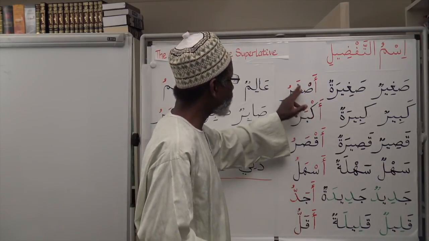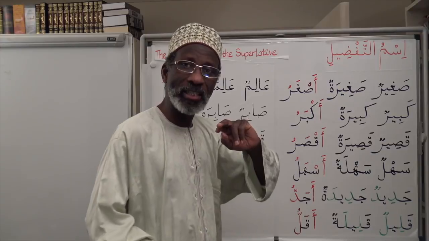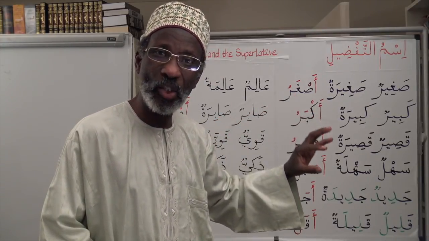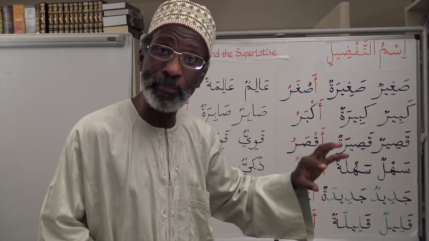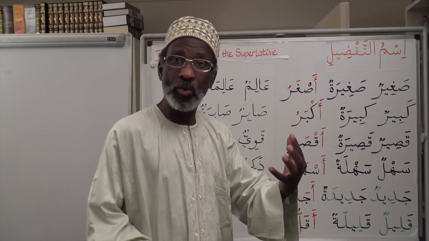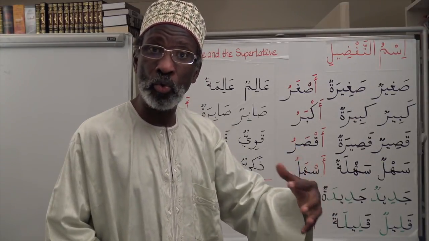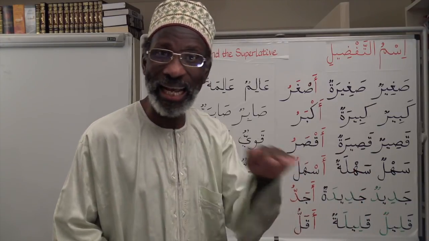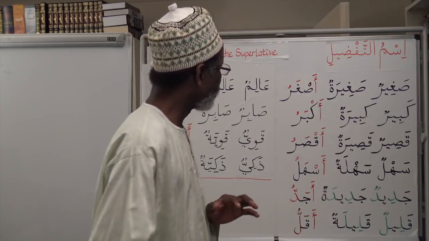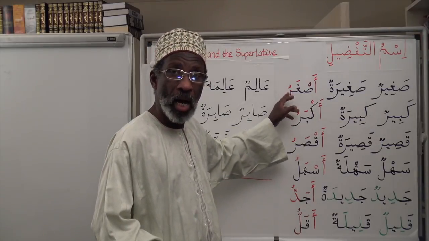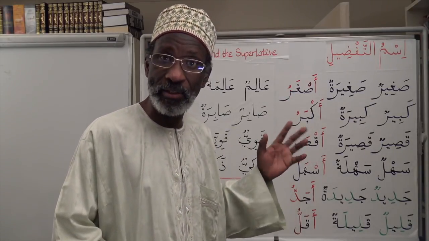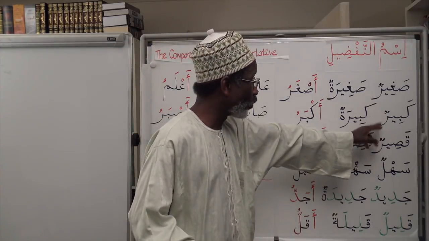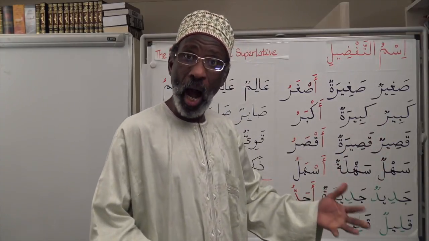So it becomes asgharu. Note that we are using only a single dhamma, because this pattern is one of the diptotes, which means you are not allowed to use two fathas or two dhammas on it, or any kasra at all. So that's why we're using a single dhamma, which in this case is the default. So asgharu. The same pattern here. You can see kabirun, which means large or big.